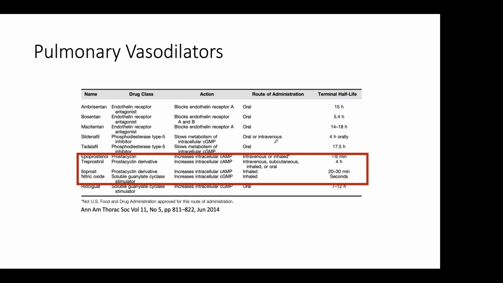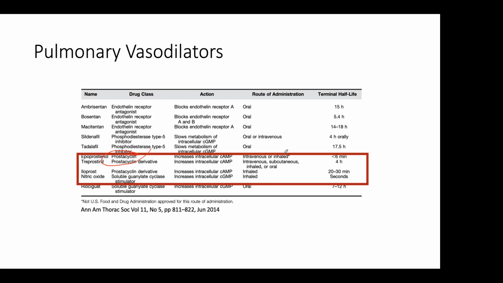agents. I think for us in the ICU, the two drugs that we use the most are usually epoprostenol, which is a prostacyclin, and nitric oxide, which is a soluble guanylate cyclase stimulator. Usually I give them through inhalation to minimize the systemic vasodilation properties. Inhaled nitric oxide is a very potent pulmonary vasodilator. It has rapid onset of action, and it also has an extremely short half-life, which makes it an ideal agent for unloading your RV in the ICU.